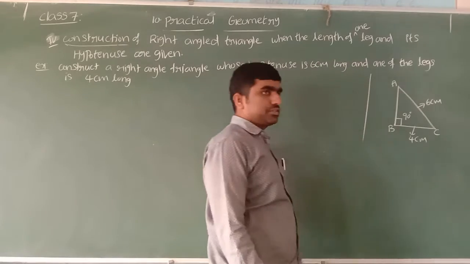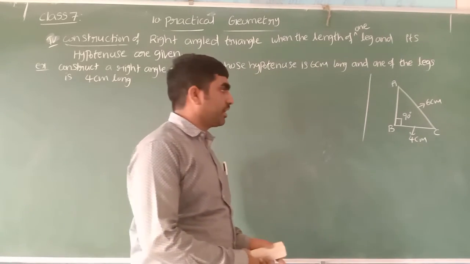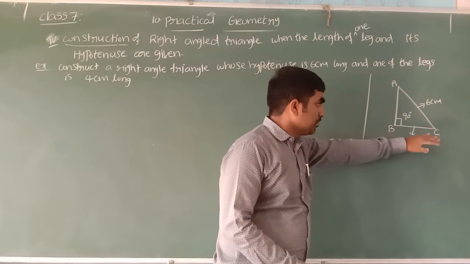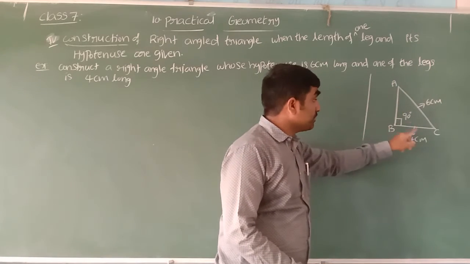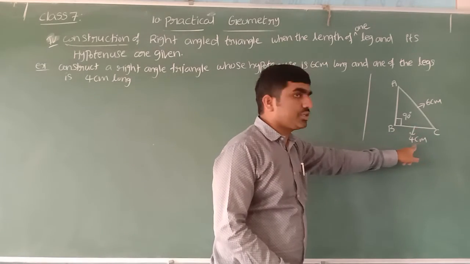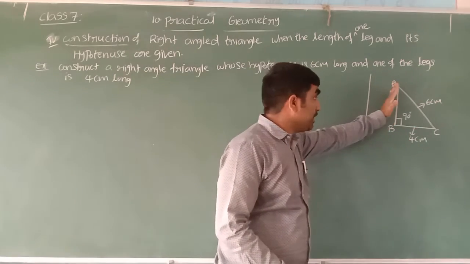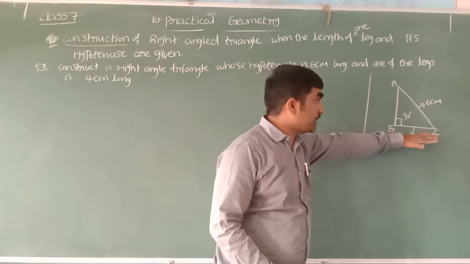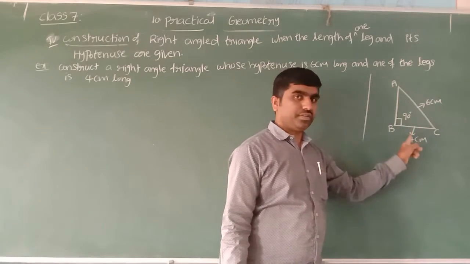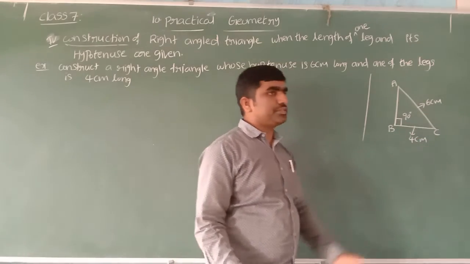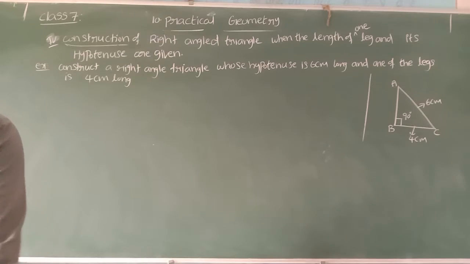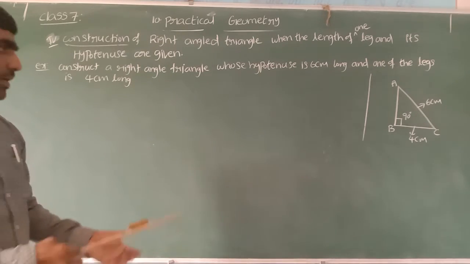If I know the base, I can construct the triangle easily. Sir, suppose AB is 4 cm, what about the base? They said one of the legs is 4 cm. You took BC as 4 cm. Suppose I take AB as 4 cm, what is the length of BC? We have to find it by using the Pythagoras condition. So instead of that, I took the base as BC, which is 4 cm. Now with the help of that rough sketch, we will draw the main figure.